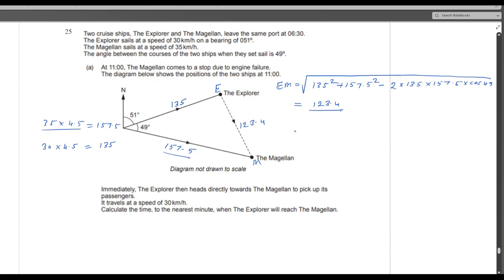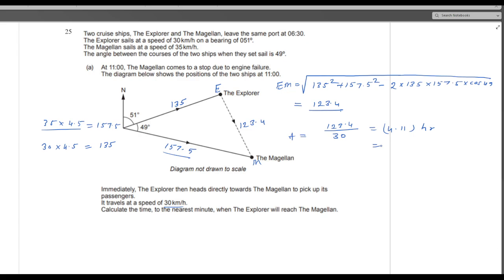Time, if I figure out how much time it will take, is the distance covered, which is 123.4, divided by its speed. It is going at a speed of 30 kilometer per hour. So divided by 30, I will get 4.11. Now this is in hours. So this is 4 hours and approximately 6.7, which means 7 minutes.